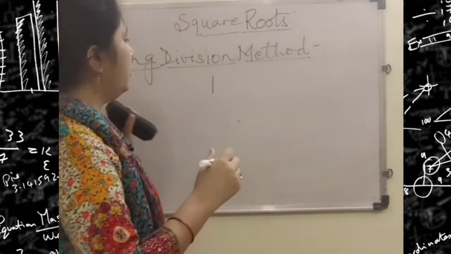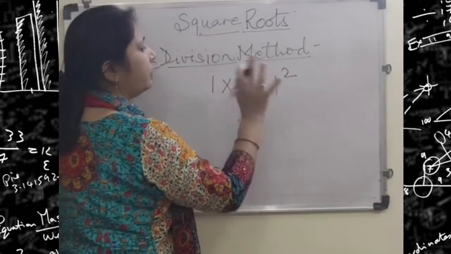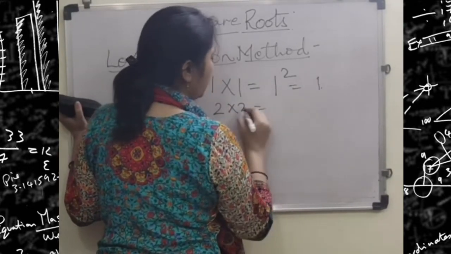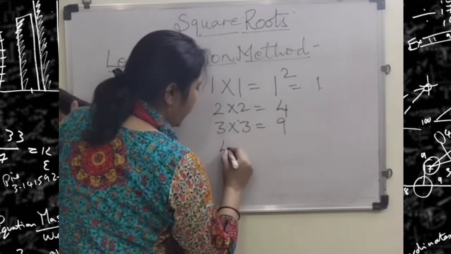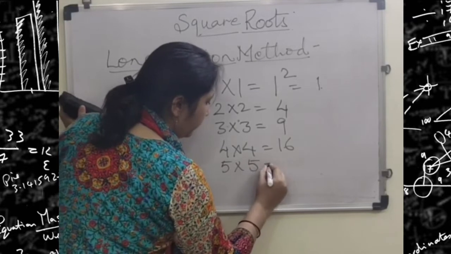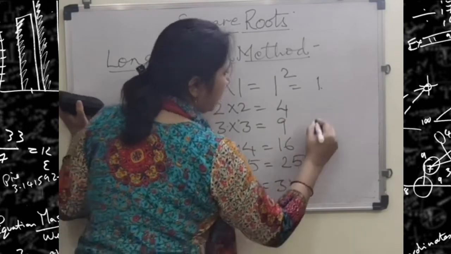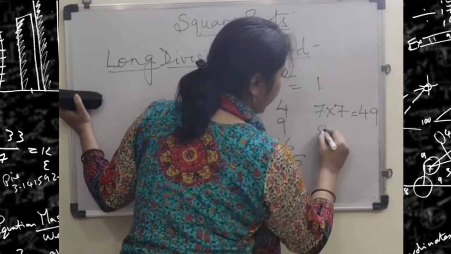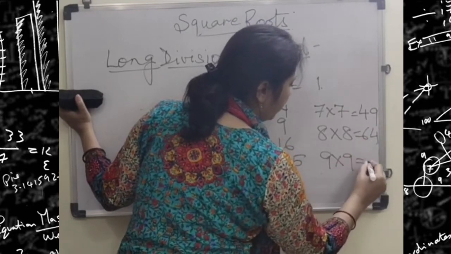So there you will use only this part of tables, where you have 1 into 1 is equals to 1, 2 into 2 is equals to 4, 3 into 3 is equals to 9, 4 into 4 is equals to 16, 5 into 5 is equals to 25, 6 into 6 is equals to 36, 7 into 7 is equals to 49, 8 into 8 is equals to 64, and 9 into 9 is equals to 81.